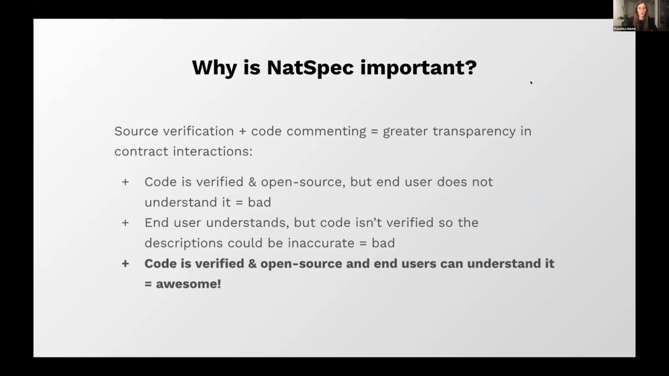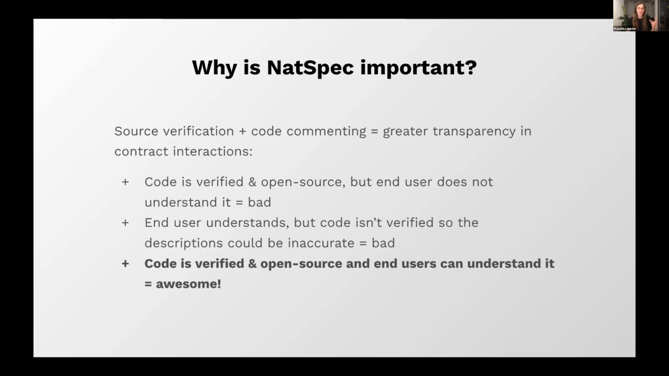So why is this important? That is especially important because the two things we just described, on the one hand the source verification, and on the other hand the code commenting in the form of NatSpec comments, together have the power to create greater transparency in contract interactions. But if we only have one of them, the equation is not complete. On the one hand, if we have verified code that is open source, but there are no NatSpec comments or no code commenting has been done, then the end user does not understand what is happening, even though it has been verified. So that is bad.